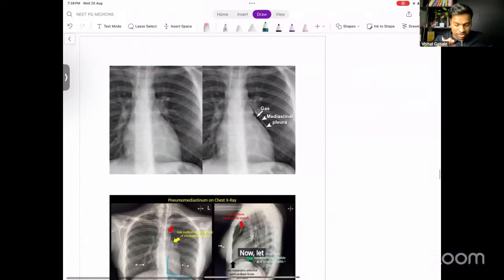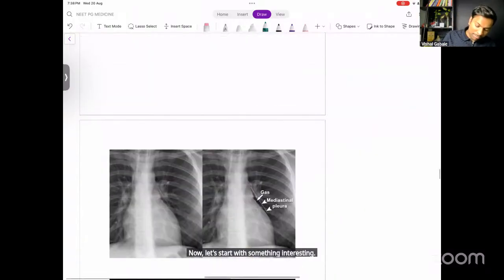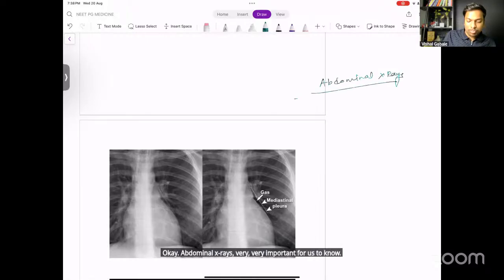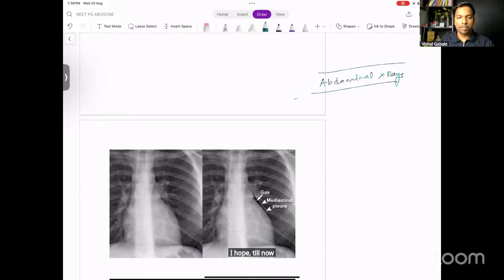Now let's start with something interesting, the abdominal X-rays. Abdominal X-rays are very, very important for us to know. I hope till now you're confident enough about whatever things we discussed. Are you? Did you understand?